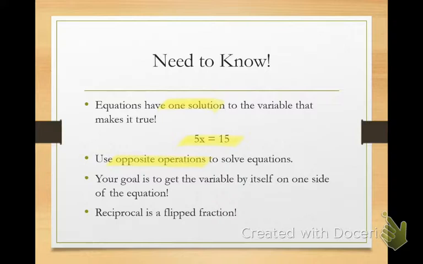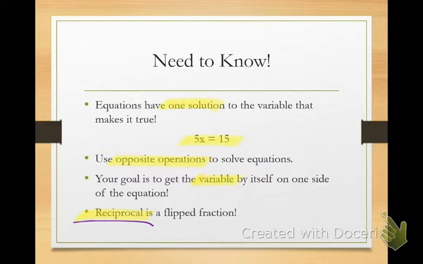So what is your goal? Your goal is to get the variable by itself on one side of the equation. All right, this is important. I know it's the last point, and you think, oh, the last point is not very important. You're going to hear me say reciprocal a lot in today's lesson. So what is reciprocal? It's a flipped fraction.